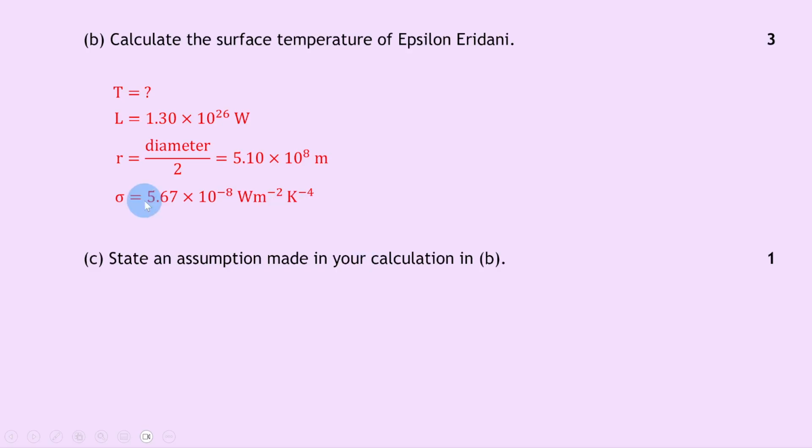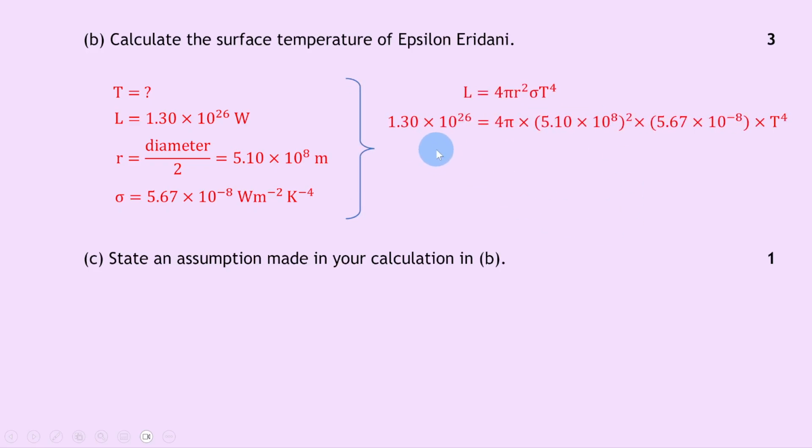So writing down our equation relating luminosity, surface temperature, radius and Stefan Boltzmann's constant gives us L equals 4 pi r squared sigma T to the 4. Substituting in the numbers gives 1.30 times 10 to the 26 equals 4 pi times 5.10 times 10 to the 8 squared times 5.67 times 10 to the minus 8 times T to the power of 4.